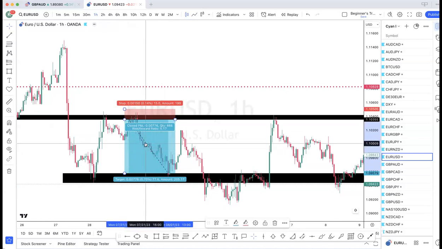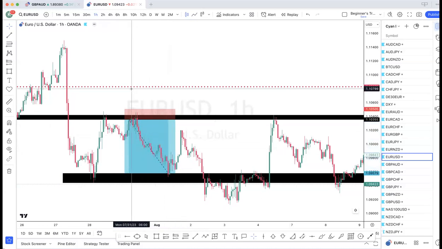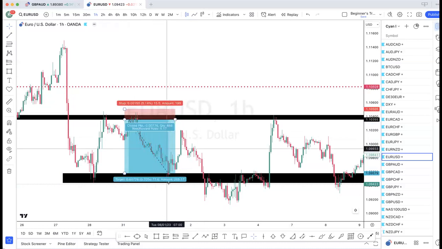from zone to zone. And you would have waited 1, 2, 3 hours. Within 3 hours, you would have been in profit until it hit your zone.